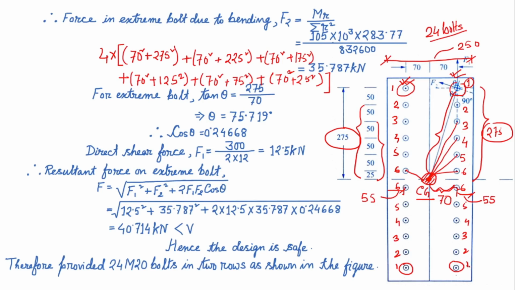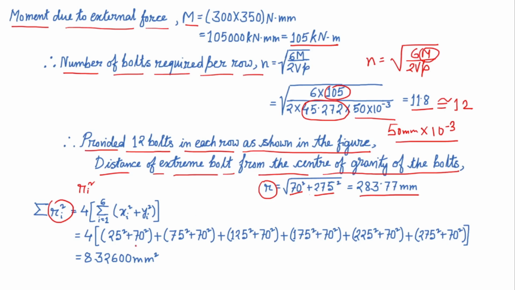Means for the bolt number 1, this and that, for all these 4 bolts, their distance from the CG is same. Okay, similarly for all number 2 bolts, their distance from the CG is same. So we can easily calculate in this way by multiplying with 4. So summation of Ri square is calculated as 832600 mm square.